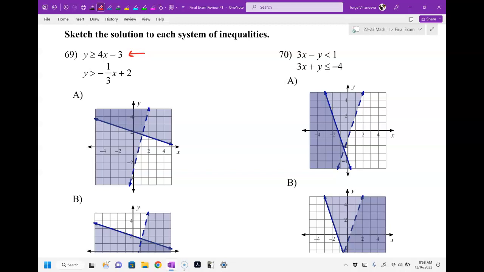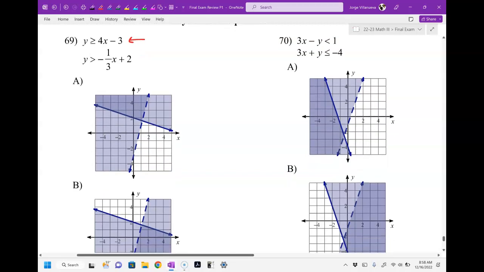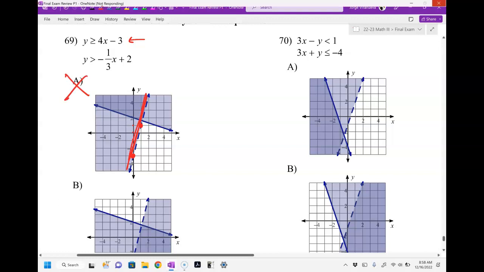So, let's see. Part A. It starts at negative 3. It has a slope of 4 over 1. 1, 2, 3, 4, 1 over. So there it is. That's the right slope. But is my line correct for this one? No, this is a dashed line right here. It needs to be solid, so it can't be that. All right, let me look at part B.